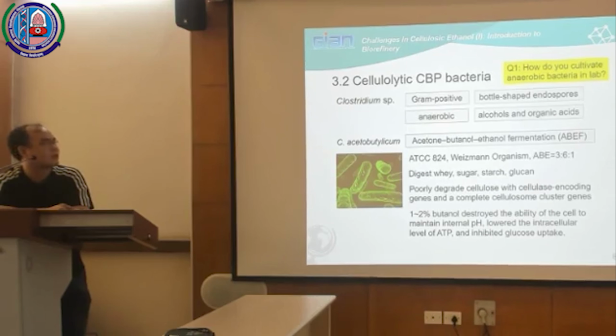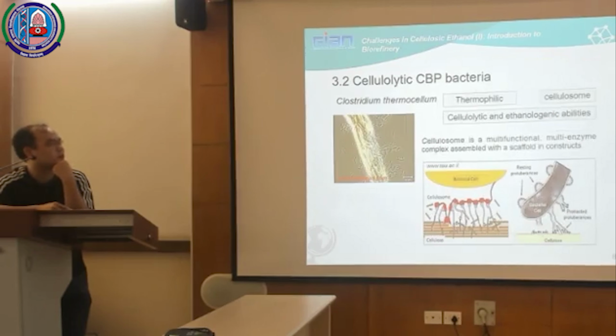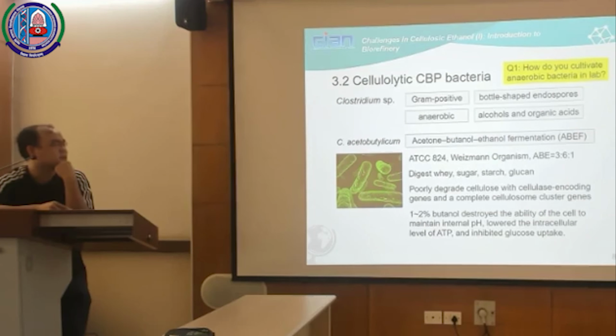But its product is not pure. It has an acetone-butanol-ethanol fermentation process. In this process, the products are very complex. This strain digests sugar, starch, and glucan, such as corn cob. So mostly I cultivate this strain. I use corn cob or corn juice.